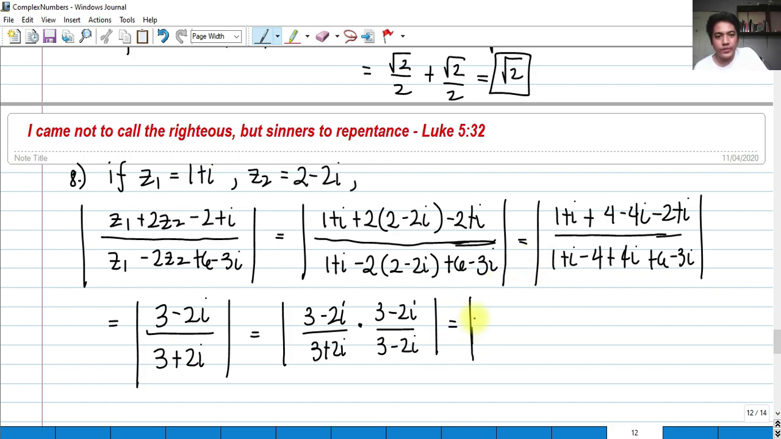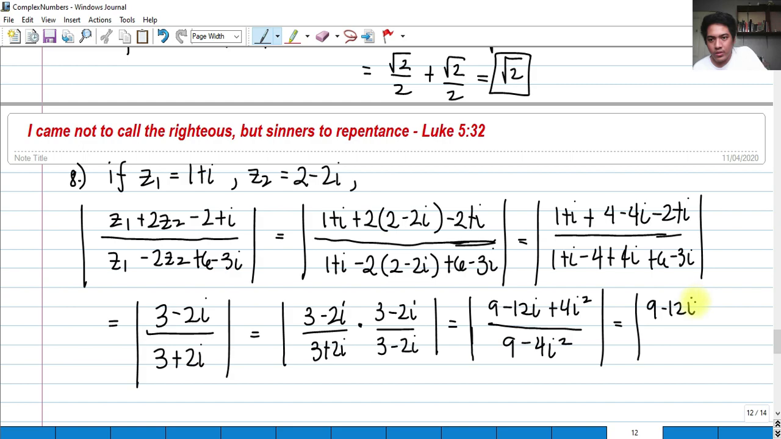Okay, so what will happen here is that we have 9, negative 2i times 3, that's negative 6i, times 2, negative 12i squared. The last term is plus 4i squared, all over 9 minus 4i squared. And we know that i squared is simply equal to negative 1, so 9 minus 4 times negative 1.